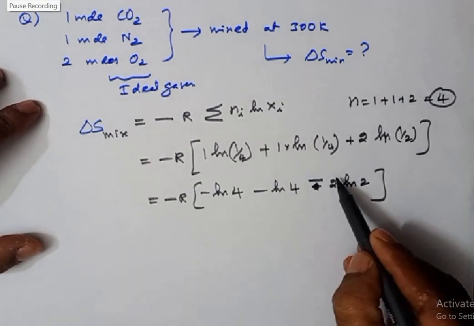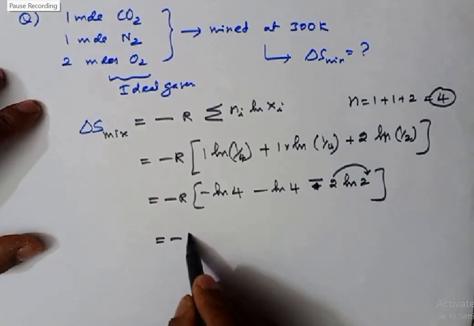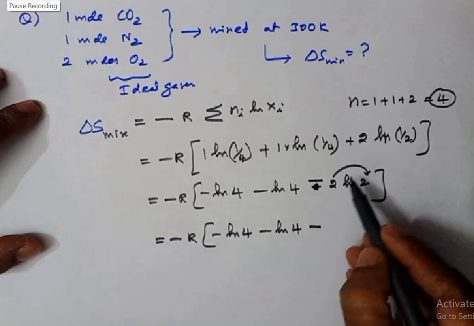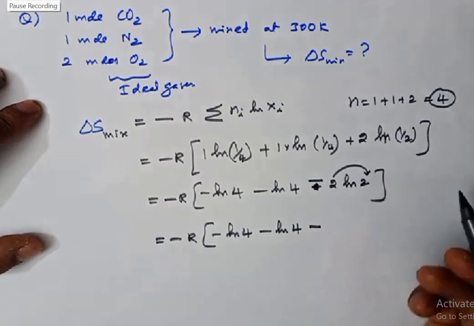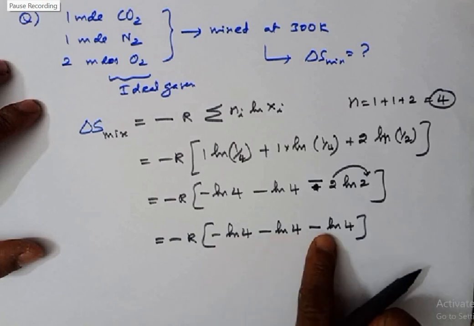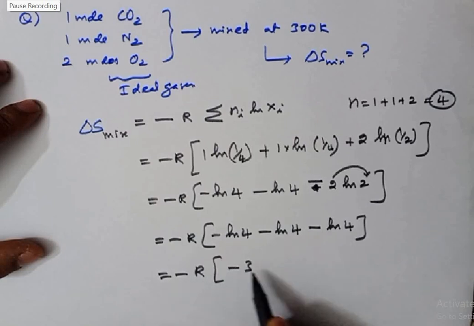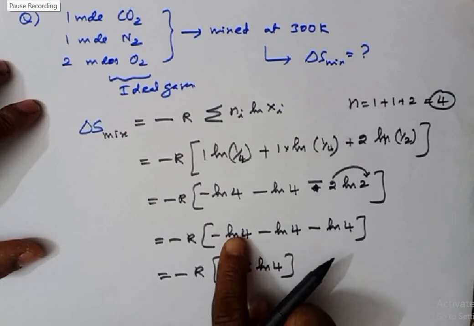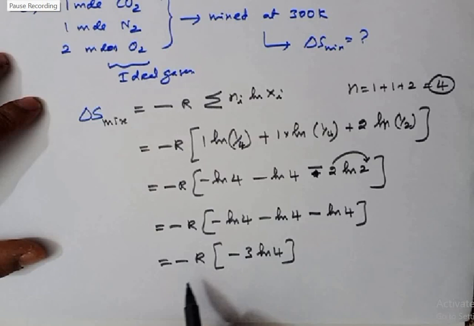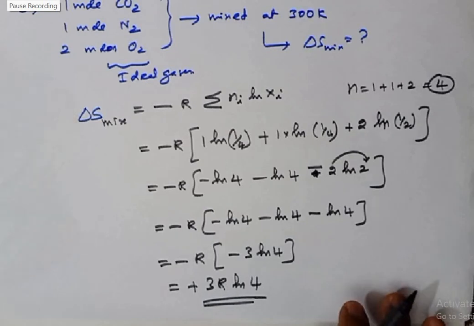Now according to the power rule, you can bring this 2 to the power here. So what we get is minus R into minus ln 4 minus ln 4 minus, if we bring this 2 here, 2 power 2 is 4, so this is also ln 4. I have minus 1 ln 4 minus 1 ln 4 minus 1 ln 4. If I add, I'll get minus R into minus 3 ln 4. If this is minus x, I'll get minus 3x. Minus or minus becomes plus. So plus 3R ln 4. This is the answer for this question.